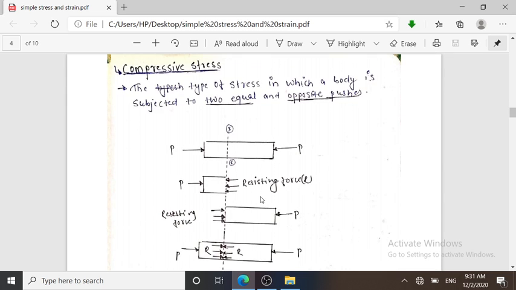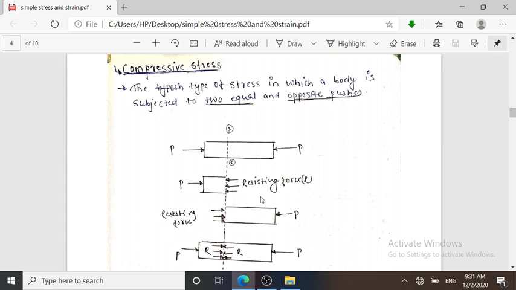Now here next, compressive stress. It is quite opposite of the tensile stress. In tensile stress we are applying two equal and opposite pull forces. Here we are applying push forces. The beams or the columns and the pillars are under compressive stress or the compressive load.